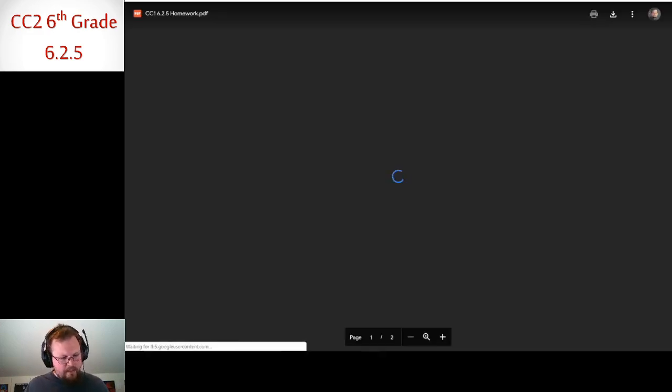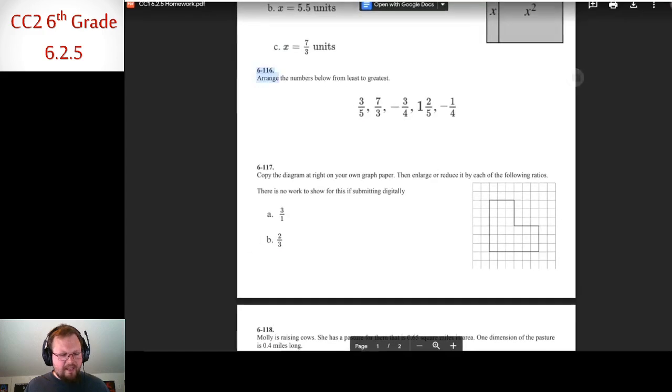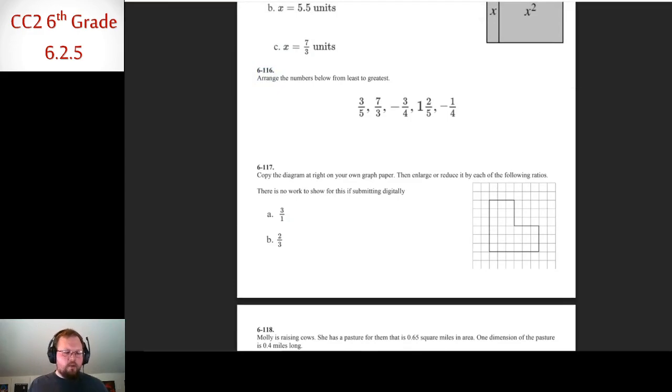And then the next part on here, you've got to arrange the numbers from least to greatest. Again, if you're not super comfortable with this, you can make them all into decimals if you would like, and then arrange them accordingly.